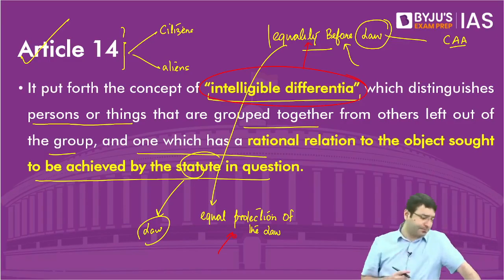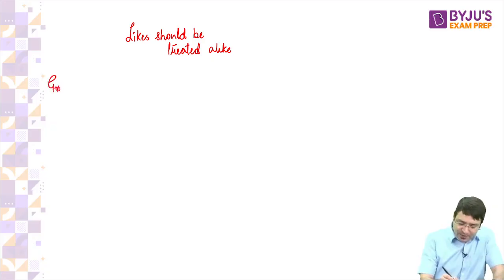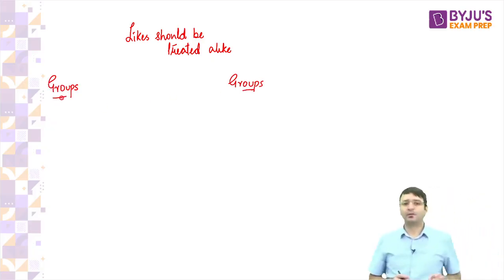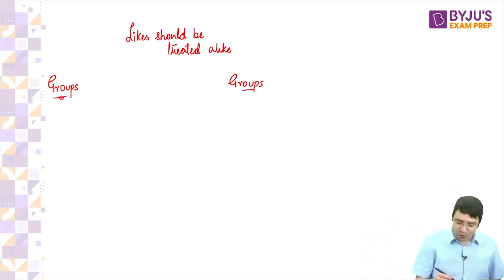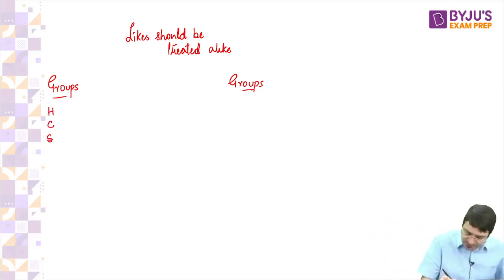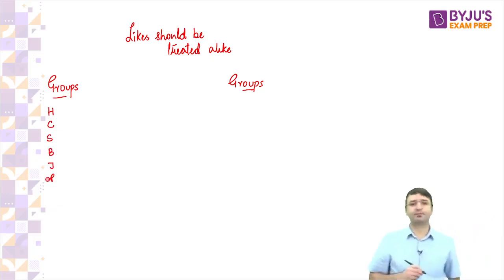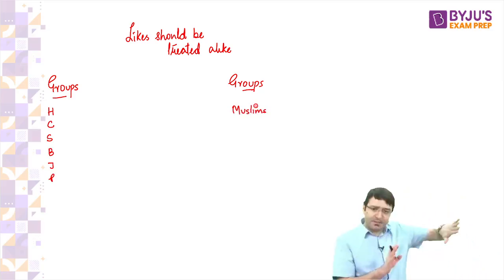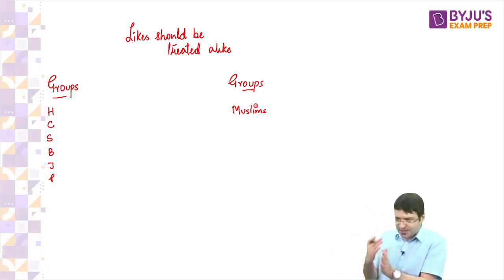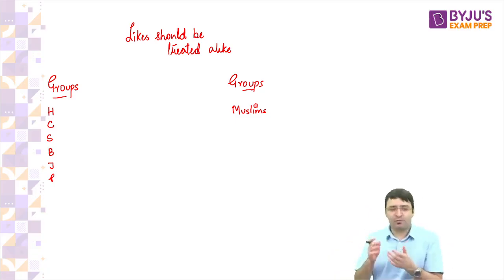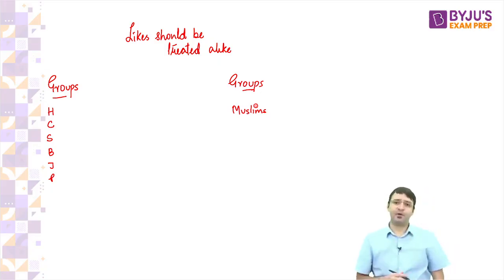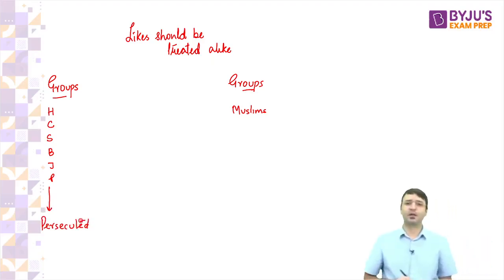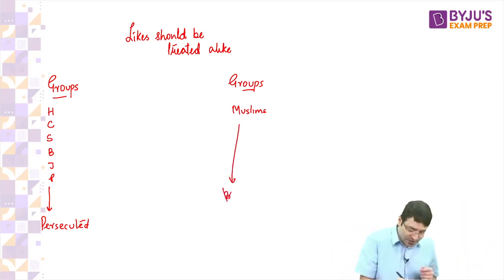To make it even clearer, equal protection of the law means we can have groups and we can separate the two. For example, one group is Hindus, Christians, Sikhs, Buddhists, Jains, Parsis. The other group is Muslims. By treating Muslims separately and Hindus, Christians, Buddhists, Jains, Parsis separately, is that a violation of equality? No. Why? Because we are separating them. Why separating? Because these groups have been persecuted. And who is the persecutor? Muslims.